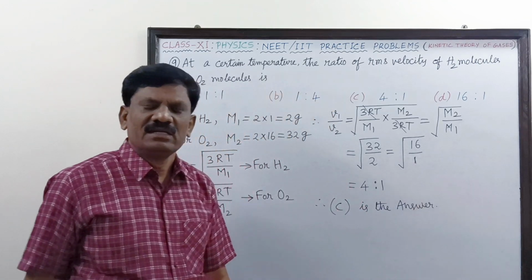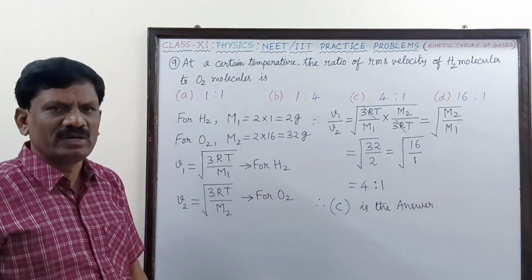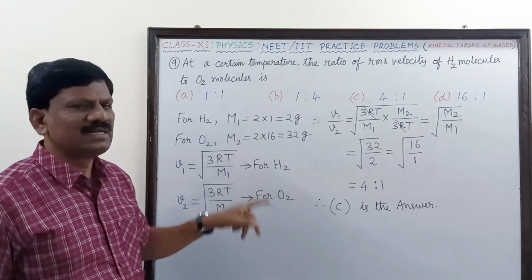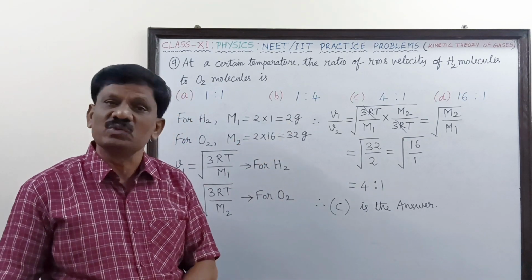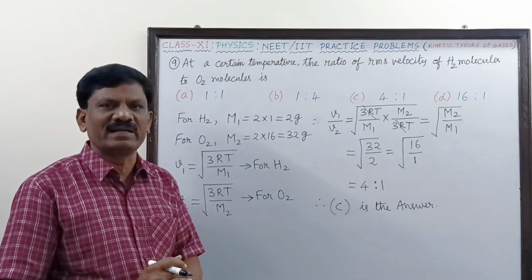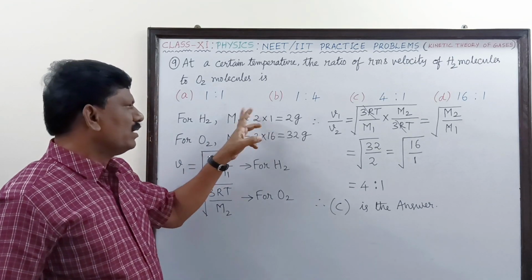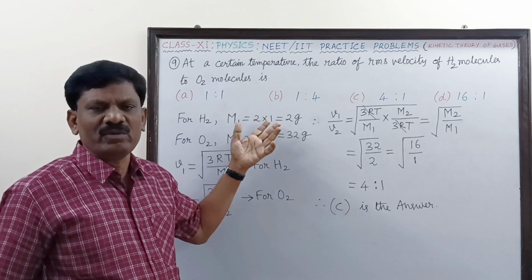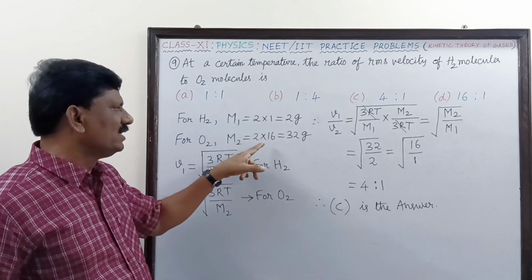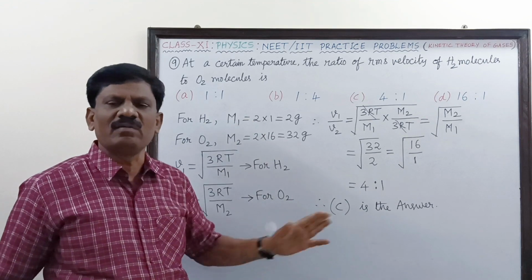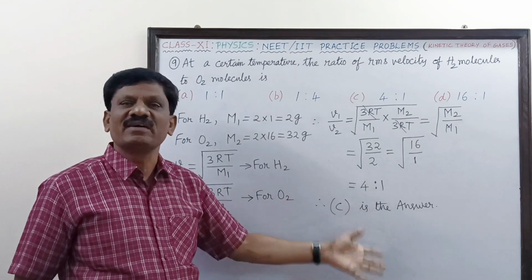This is a very direct and easy question. Only I told you the molar mass correctly. Sometimes you have a doubt whether hydrogen means 1 gram or 2 gram. The atomic mass is 1 gram, but it is a diatomic molecule. For 1 mole of hydrogen we have to multiply by 2. Similarly for oxygen, 2 into 16. Otherwise the problem is very simple. I hope you must have understood well. Fine.